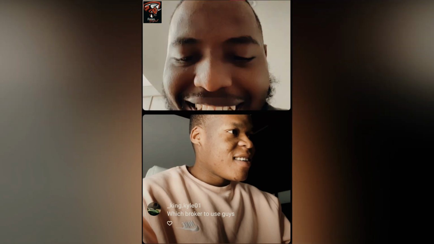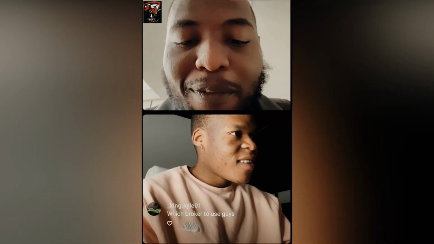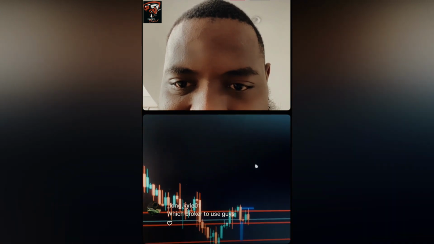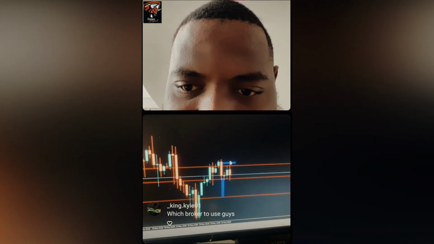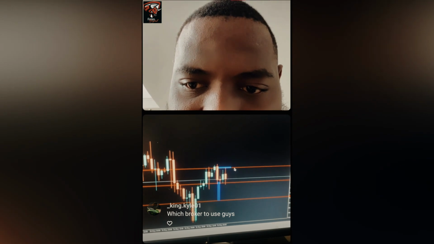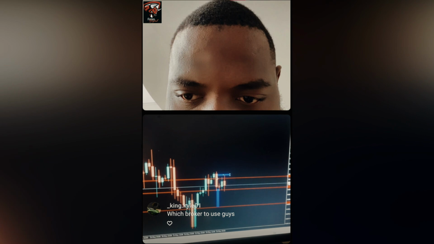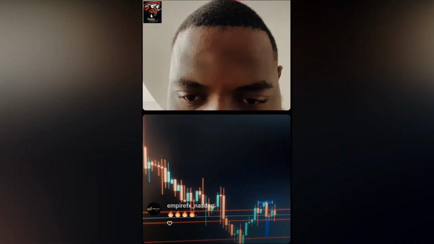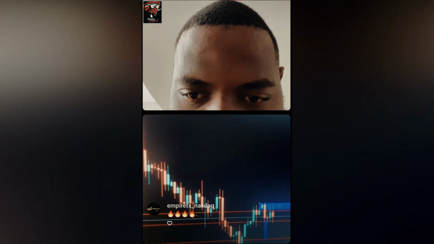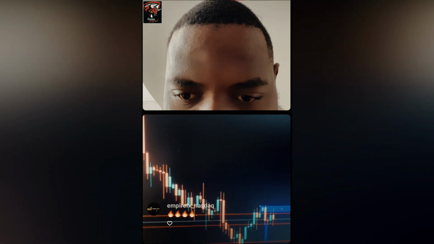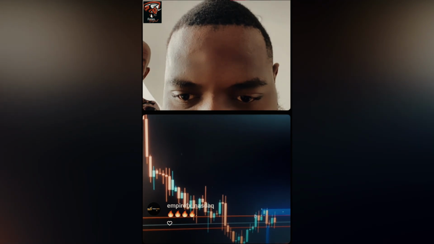Rejection on the H1. Okay, let's see it because I want a little more 4 hour. Do you see we are coming from a 4-hour order block, and it's more powerful. Because we are from this order block here, 4 hour here. You see? And inside, I wonder, this is a head and shoulder pattern, right?